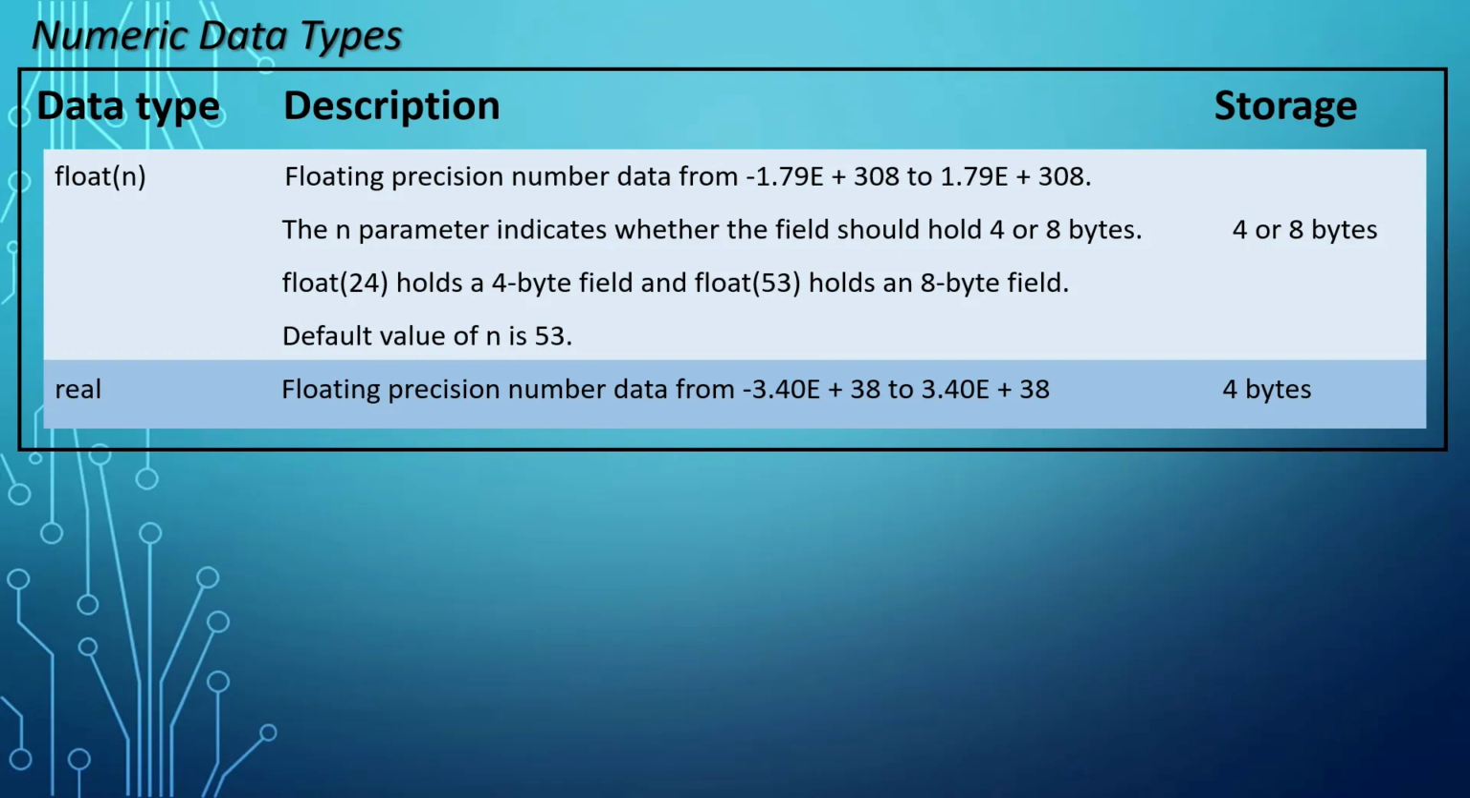Up next, but not the least, is real. Real is a floating precision number data from negative 3.40E+38 to 3.40E+38, and it has a storage of 4 bytes.